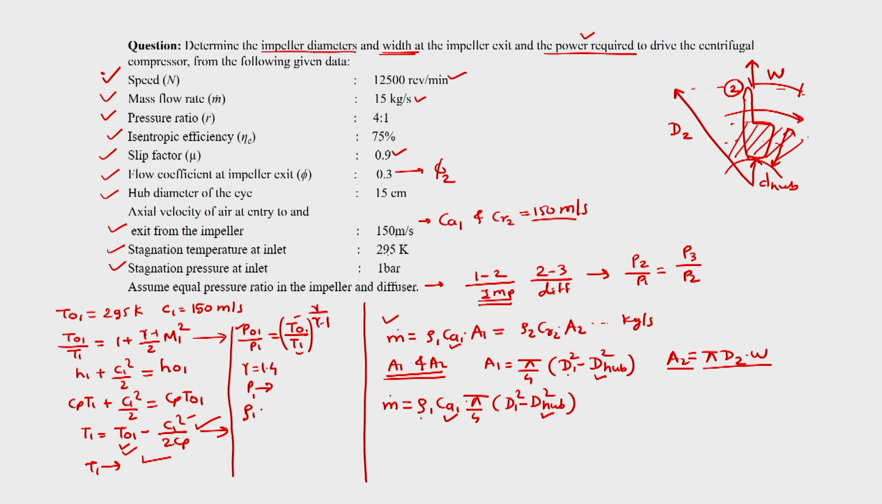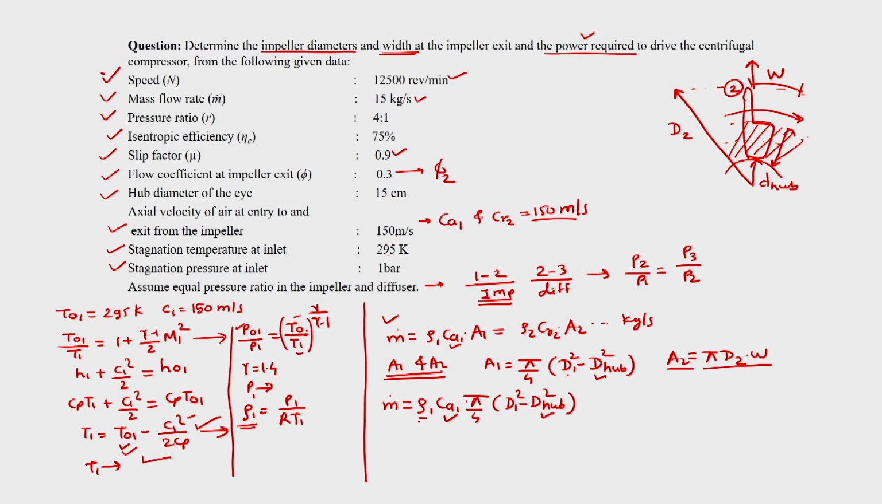So we get rho 1 equal to P1 upon R T1. R is known for air, which is 0.287 kJ per kg Kelvin, or 287 joule per kg Kelvin. T1 is known to us from this step. So this gives us the density.